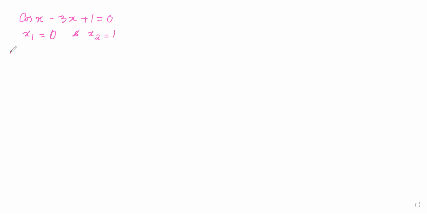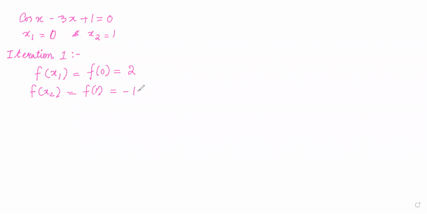Fine. Now we'll begin our iteration 1. Iteration 1 is, again, obtain f of x1. We have already obtained that, f of 0, and for us that's equal to 2. And we have f of x2, that's f of 1, and for us f of 1 is equal to minus 1.4597.